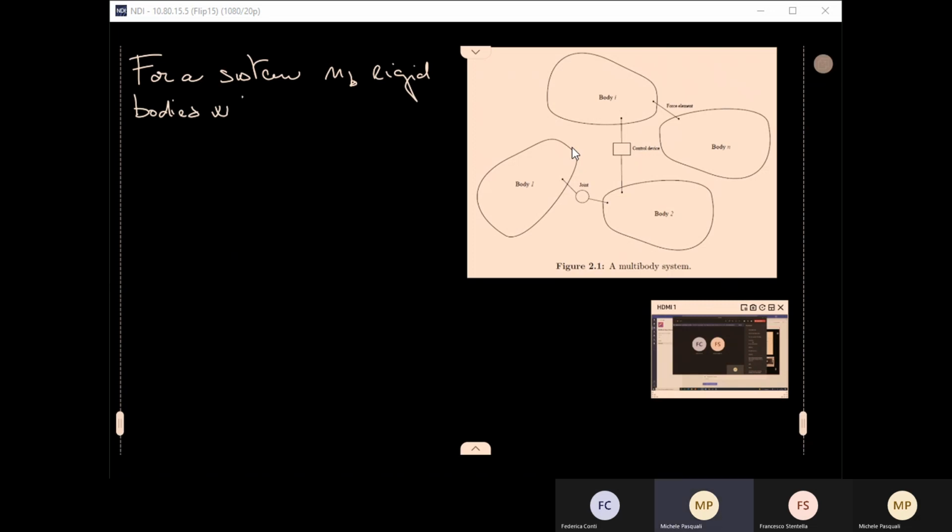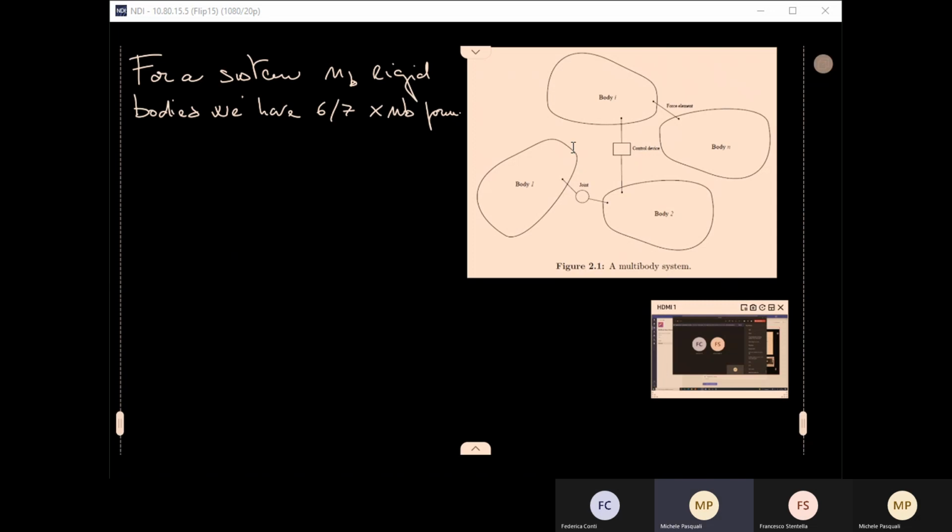We have how many parameters in 3D space? So for one body, we have 6 or 7. For NB bodies, we're going to have 6 or 7 times NB, right? So 6 or 7 times NB parameters. Okay.